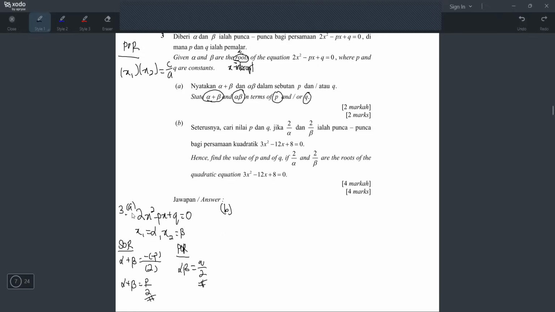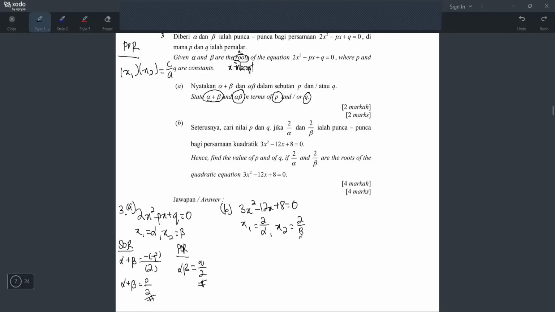So this is A. Okay, B says find the value of P and Q if 2 over alpha and 2 over beta are roots of another quadratic equation. So let's write down this new equation: 3x squared minus 12x plus 8 equals 0. And it's also in general form. Very important, it must be in general form, because if it's not, you can't do the sum and product method. And now you can write down the roots for this equation: x1 equals 2 over alpha, x2 equals 2 over beta.